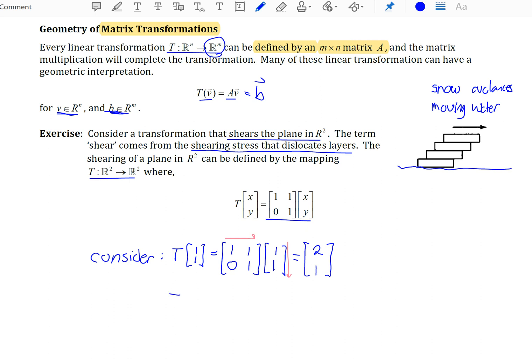Maybe we could also look at T of (1, 2). T of (1, 2), we can find out how this is transformed by multiplying by this matrix. And I think when you do this matrix multiplication, you get 1 plus 2 is 3, plus 2.